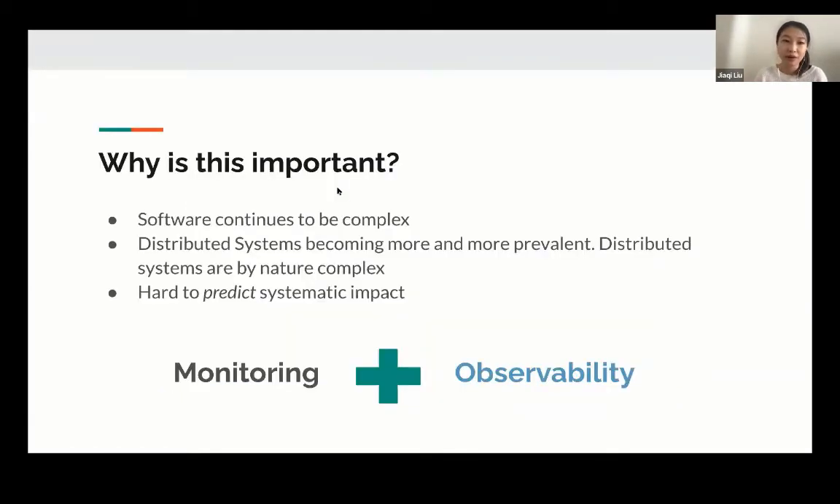Why has this become really important? Software systems are becoming more and more complex. A lot of this is being abstracted away for developers with a lot of the really awesome open source tooling and frameworks out there. But distributed systems are becoming more and more prevalent, and they're complex by nature. So it's getting harder and harder to predict systemic impact. You can make a change in your code base without realizing that further down the stream, it's impacting some dependencies or packages. So it's getting easier to build software, but harder and harder to predict what will happen in a live production situation, which is why monitoring and observability have such an important place in software development and will continue to have such an important place.